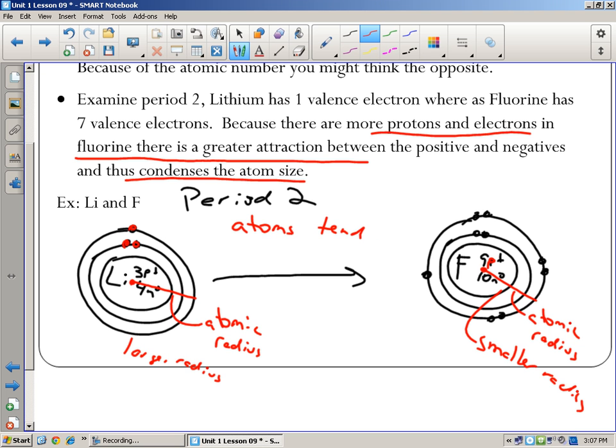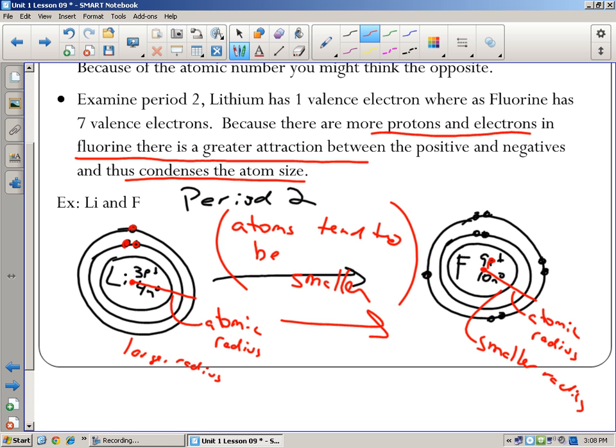tend to be smaller as you move left to right. Now, you can describe that however you wish. You can say the radius gets smaller. You could say the diameter gets smaller. Okay, same thing. You could just say it gets smaller. Okay, they get more compacted together. It gets more condensed.